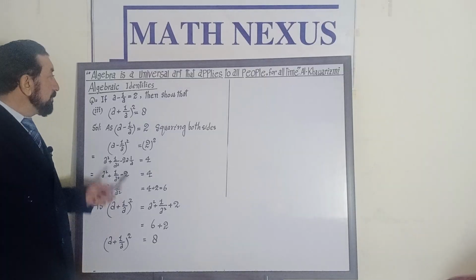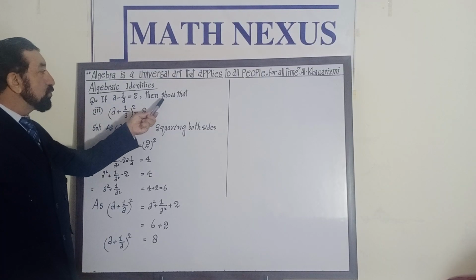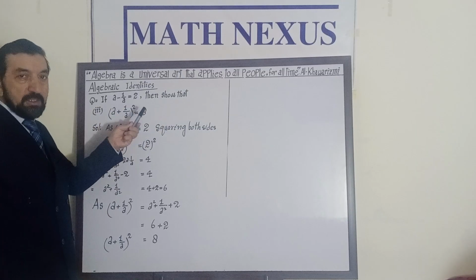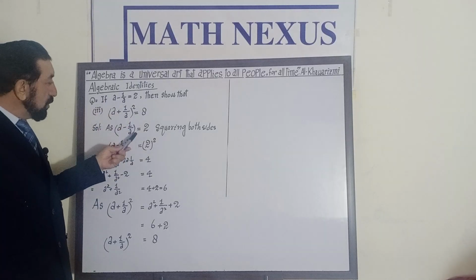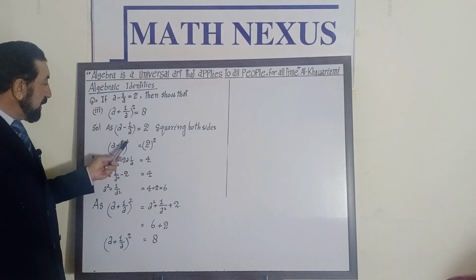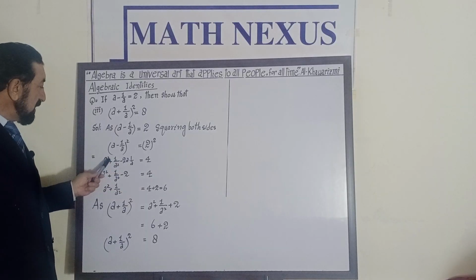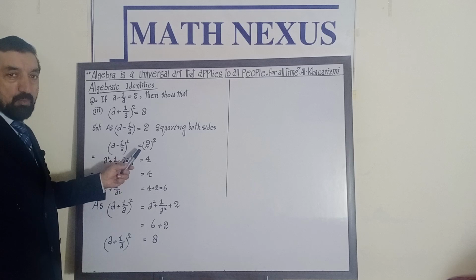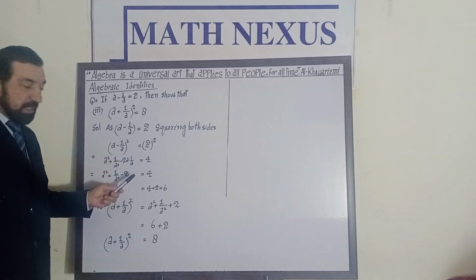Look at the question. If a minus 1 upon a is equal to 2, then show that a plus 1 upon a whole square is equal to 8. As we have a minus 1 upon a equal to 2, now squaring both sides, a minus 1 upon a whole square is equal to 2 whole square. This is equal to a square plus 1 upon a square minus 2 into a into 1 upon a is equal to 4. A and 1 upon a cancel.